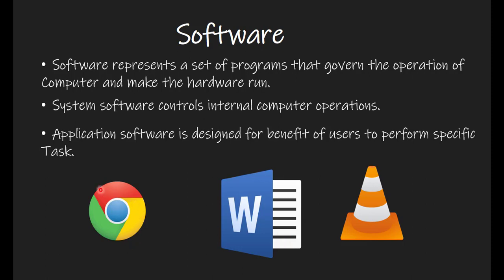Like we have the Chrome browser. What does the Chrome browser do? It browses the web for us. Then we have Microsoft Word. What can we do in Microsoft Word? We can prepare text documents. And then we have VLC media player. We can play music and movies using VLC media player. So that is application software that can be used to perform a specific task.